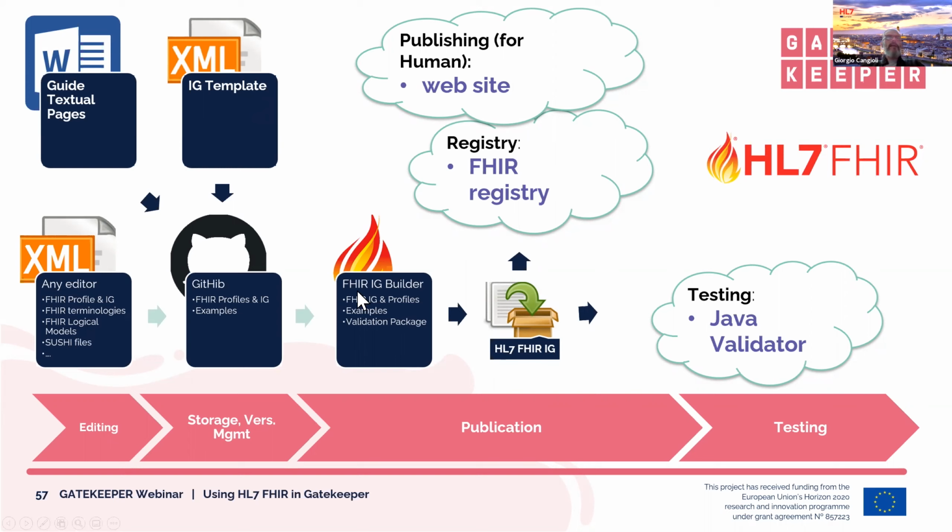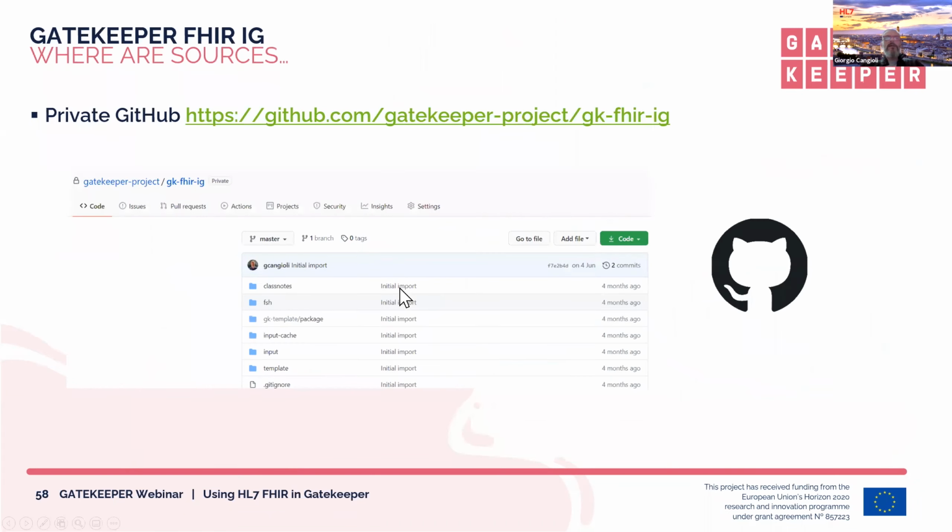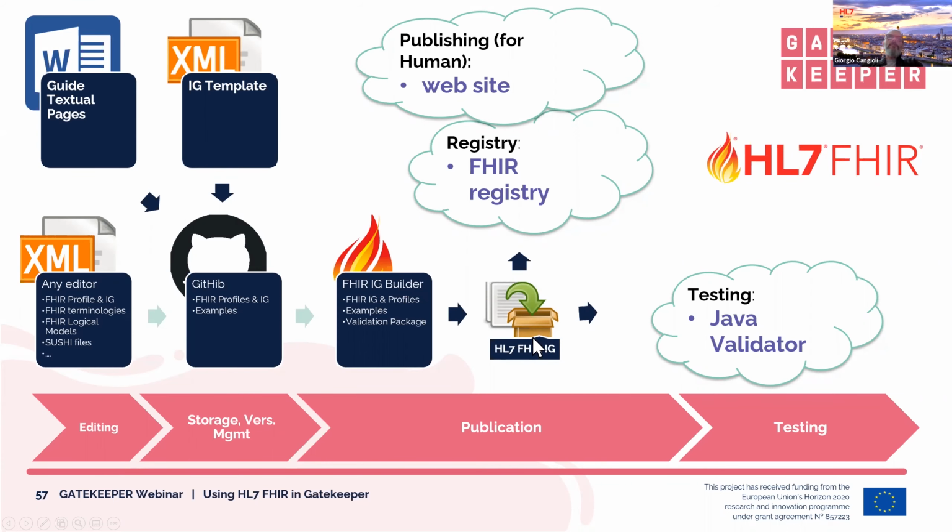All of them can then be retrieved by a tool. There is the FHIR IG Publisher. It's not a builder, sorry, it's a publisher. It generates a package, which is what I showed you before, that has the human readable part and the package with the actual resources that can be retrieved from a FHIR server to validate, for example, the instances that you receive.